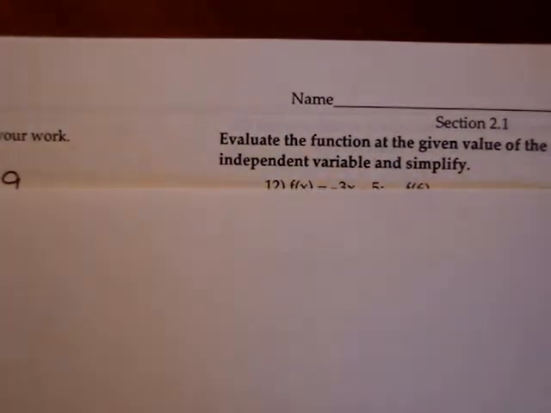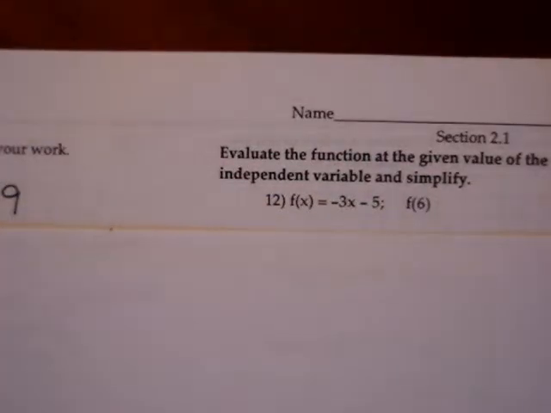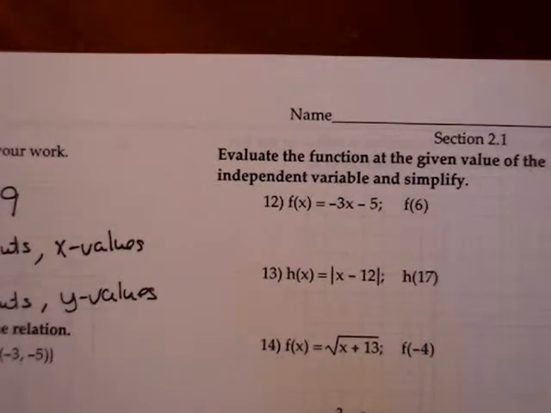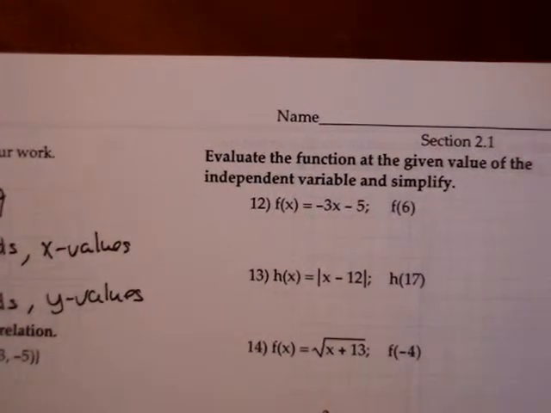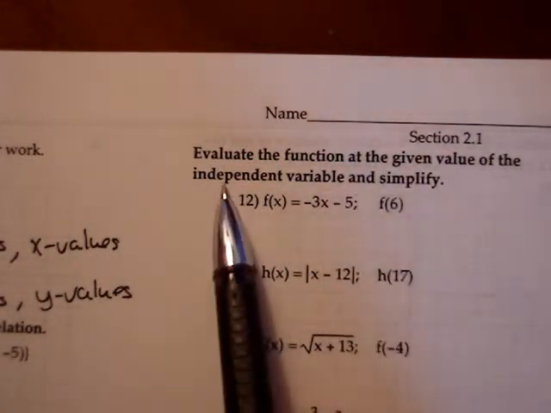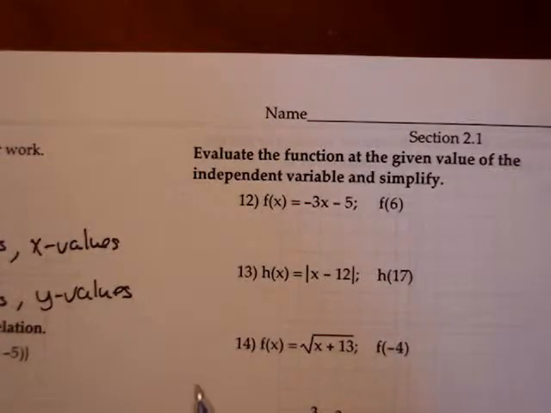Okay, now we're up at the top of the 2.1 page again, and we're looking at number 12. And actually, there are a whole list of them here. Let's read the instructions. It says, evaluate the function at the given value of the independent variable and simplify. Let's interpret. What does that mean? Remember, the independent variable is x. They're telling me what x is, and I want to figure out what y is.